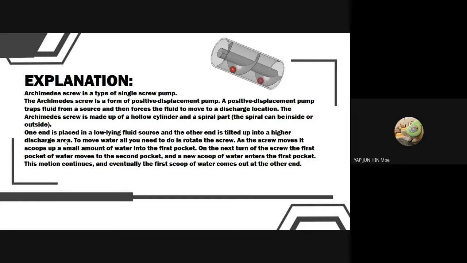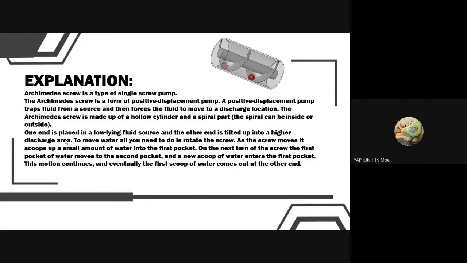The Archimedes screw is a form of positive displacement pump. A positive displacement pump traps fluid from a source and then forces the fluid to move to a discharge location. It is made up of a hollow cylinder and a spiral part. It can be inside or outside. One end is placed in a low-lying fluid source and the other end is tied up into a higher discharge area.